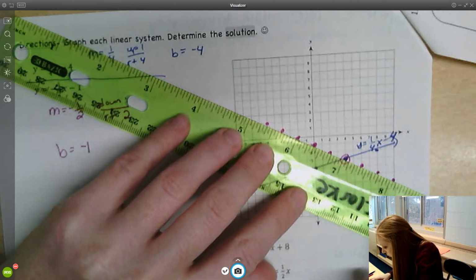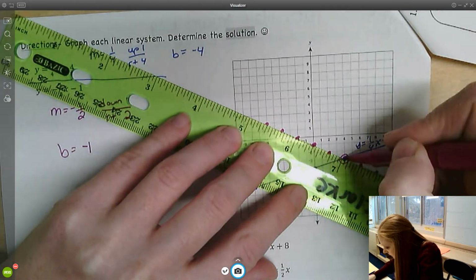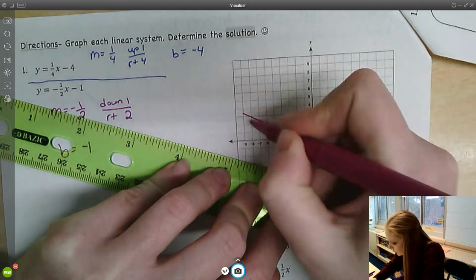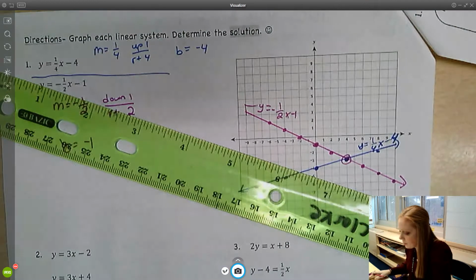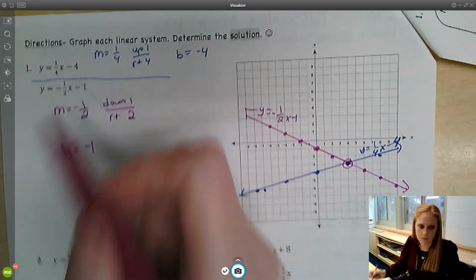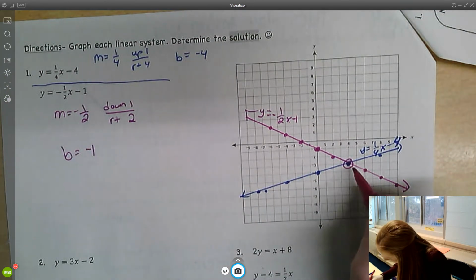The solution is where they intersect. And I should have known that they were going to intersect right away because I knew they had different slopes. Our solution is 4, -3.